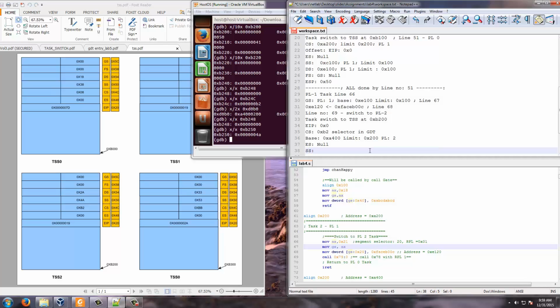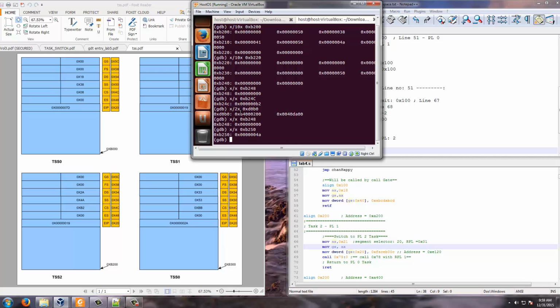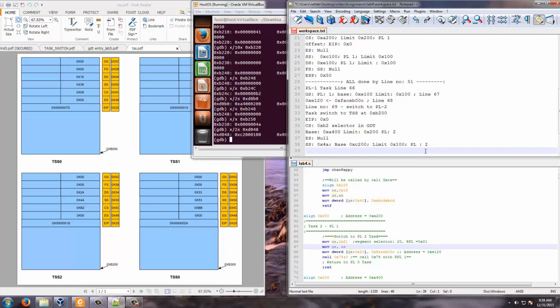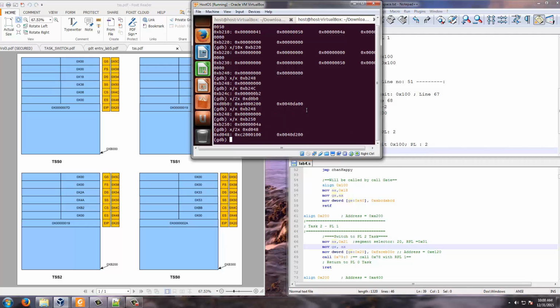Let us see what is B250. It points to the segment 4A. So SS points to the segment 4A. 4A is 48 actually, of privilege 2. So x/2x 0xD048. So this is a stack starting at C1200, and this is also of privilege 2. So base is 0xC200, limit is 0x100, and privilege level is 2.